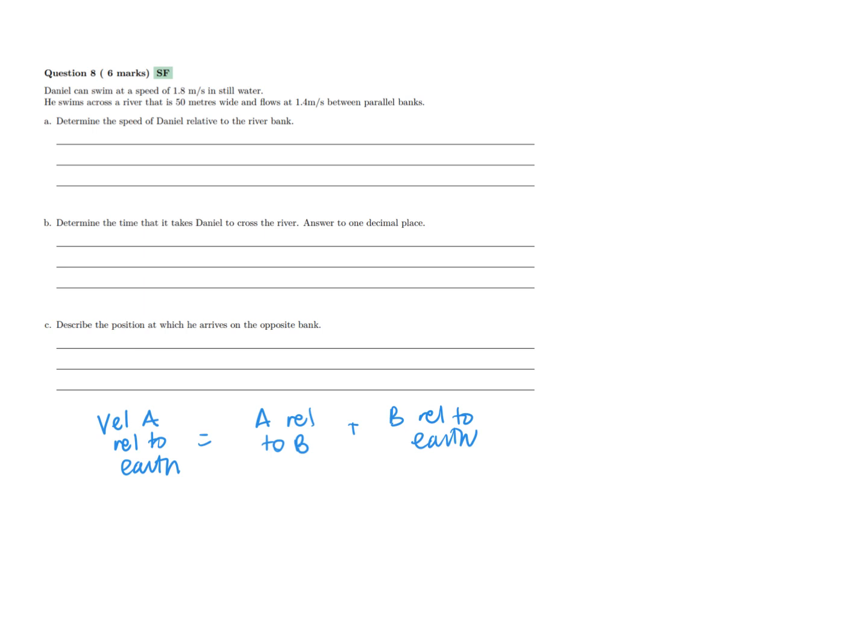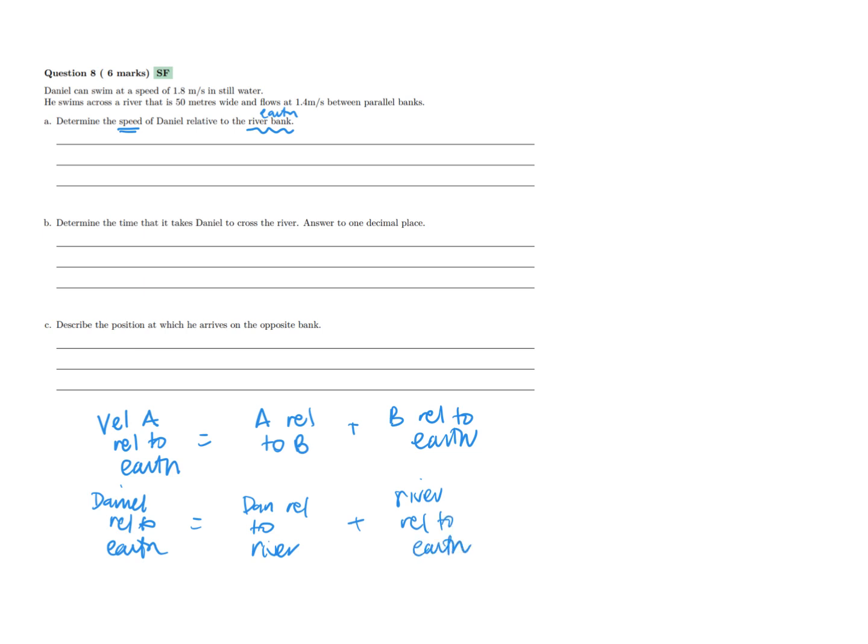Firstly, it says determine the speed of Daniel relative to the riverbank. Well, we'll work out speed soon. We're going to work out velocity of Daniel relative to the riverbank. The riverbank is Earth, isn't it? So we're after Daniel relative to Earth. That equals Daniel relative to the water in the river, plus the river relative to Earth.